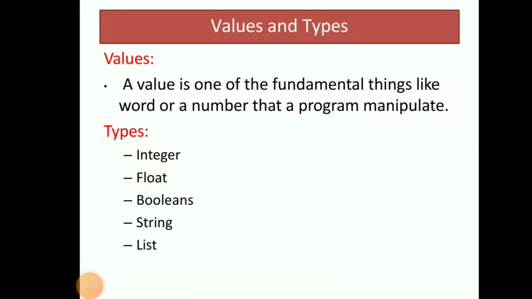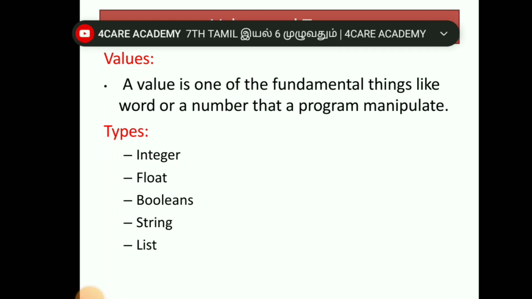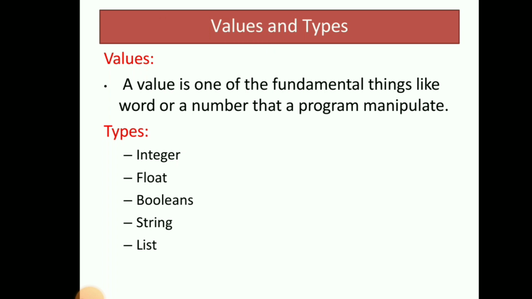Dear student, today we are discussing values and types in Python. A value is one of the fundamental things, like a word or a number, that a program can manipulate. Values are the basic unit of data. Every value belongs to a specific data type in Python. A data type identifies the type of data values a variable can hold. The built-in data types are integer, float, boolean, string, list, set, and tuple.